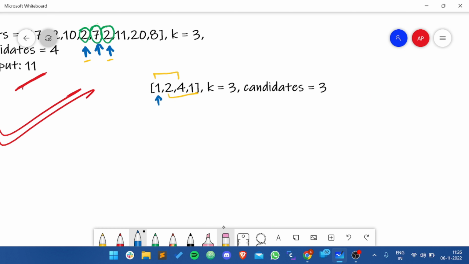Okay, now in the next hiring challenge, what will happen? These are the first 3 and these are the last 3 also. So the minimum will be this one, it will be hired.